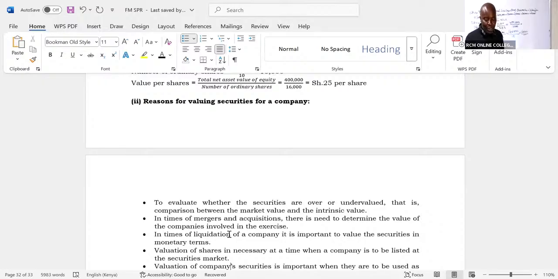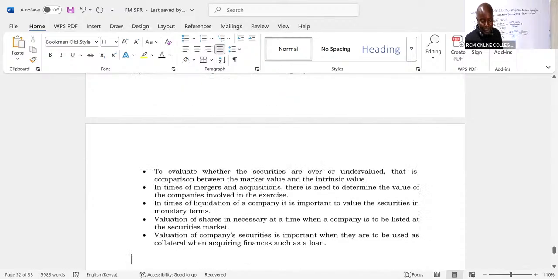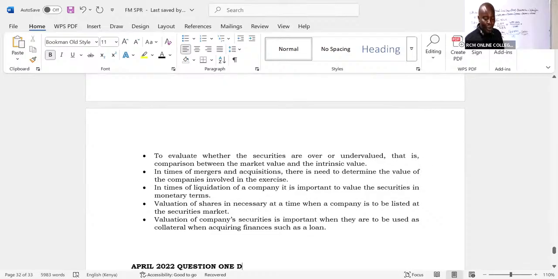We also value shares when we want to go public, when we want to have our RCM college listed at the stock exchange. Valuation of companies' securities is important when they are to be used as what here? When they are to be used as collateral. Ladies and gentlemen, I want to believe I've given you the basics that you needed in this case here to be able to now value this organization.